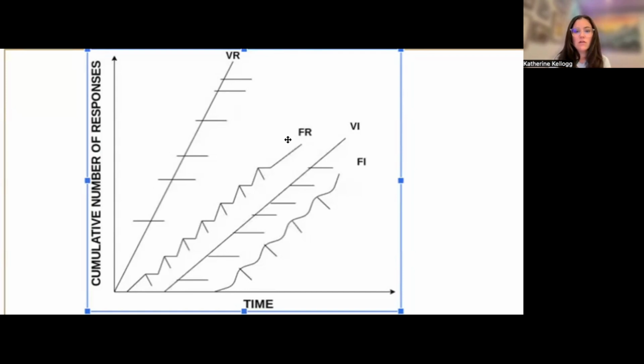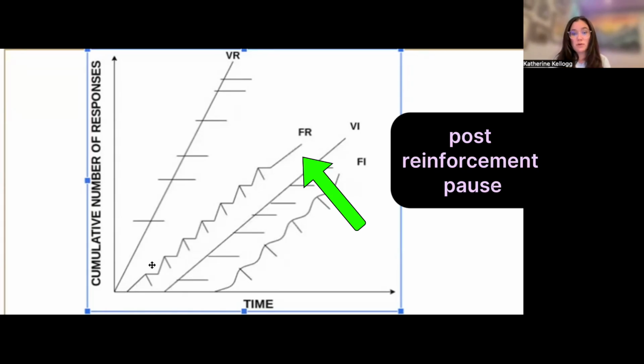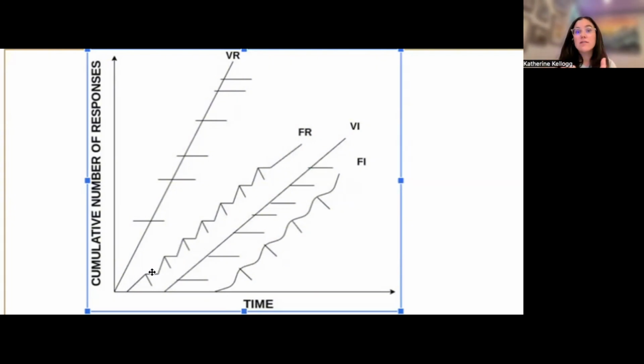With fixed ratio, this one, we do have a post-reinforcement pause. And what that means is after reinforcement, there's a pause or dip in responding. That's because after you finish something and get your reinforcement, you kind of sit back and relax for a minute. It's predictable. You know when to expect it. Okay, so after you have a week of assignments and you finally turn them all in, you might not sign in for a few days. Your rate of responding for participating in class or joining decreases.